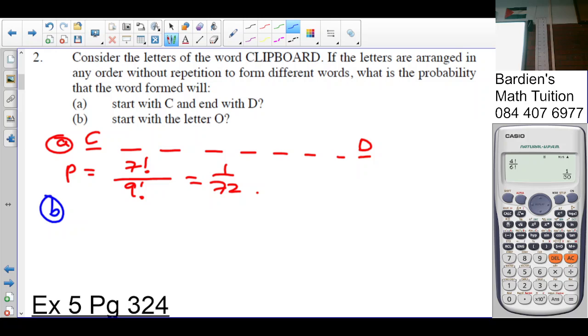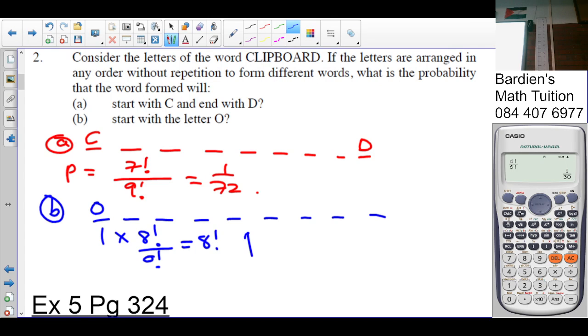B. Starts with the letter O. So it's 1, 2, 3, 4, 5, 6, 7, 8, 9. You're starting with the letter O, so I have one option. How many letters are we left with? 8 factorial, not so? Any repeated letters? Identical letters, sorry. No. The 0 factorial, which is simply 8 factorial. So your probability is number of favorable outcomes, which is 8 factorial, over number of possible outcomes, which is 9 factorial, which is 1 over 9. Is that correct? Yes.